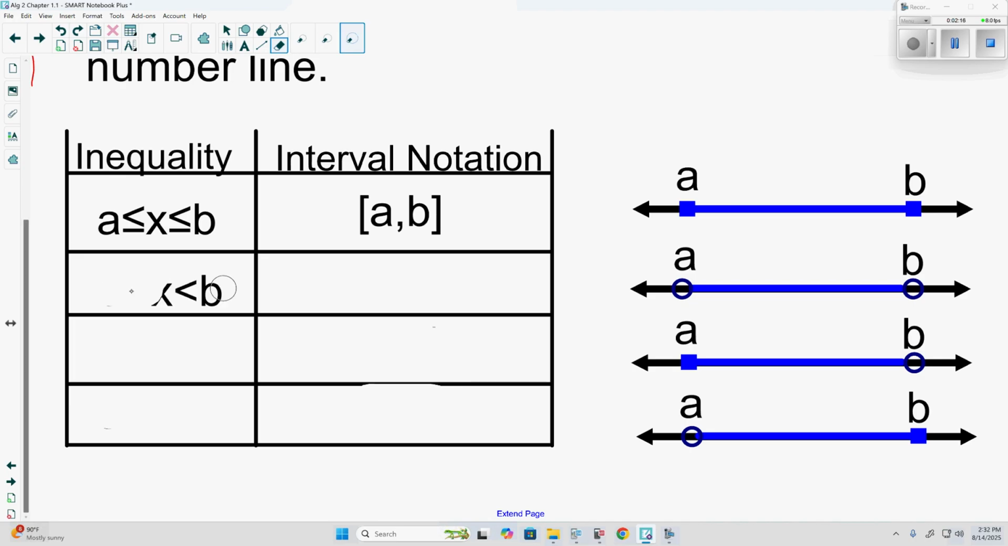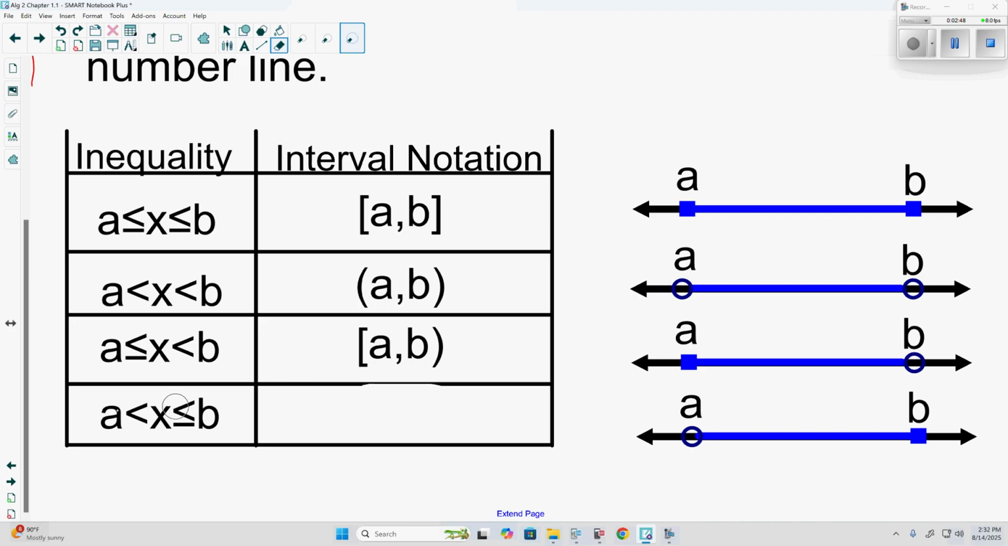The next one is that neither of the endpoints are included. So A is less than X is less than B. In interval notation, we would put parentheses, because parentheses are not included, brackets are. The next one we have, A is less than or equal to X is less than B. So we're saying that A is included and B is not. And lastly, the last statement is kind of similar to the one before it. This time A is less than X is less than or equal to B.